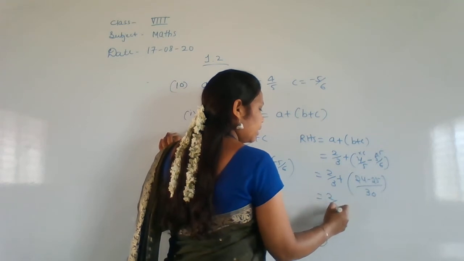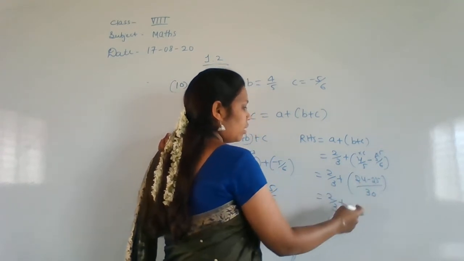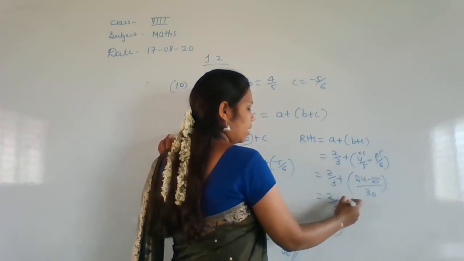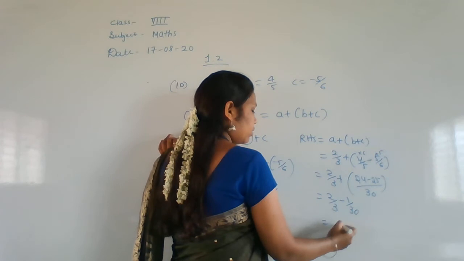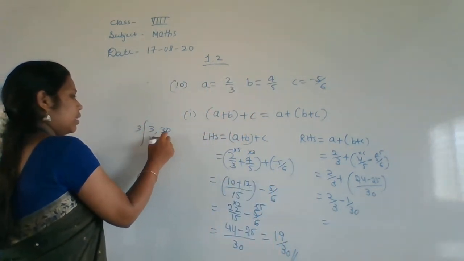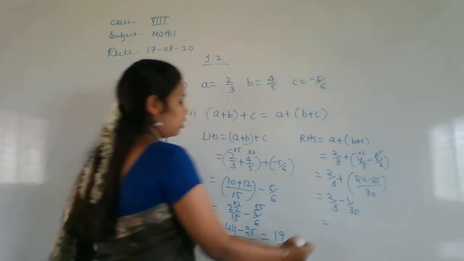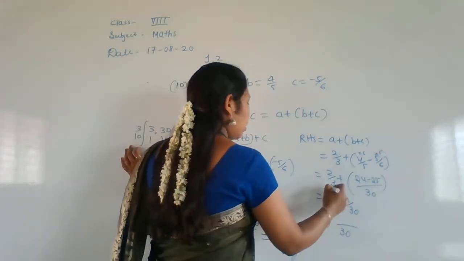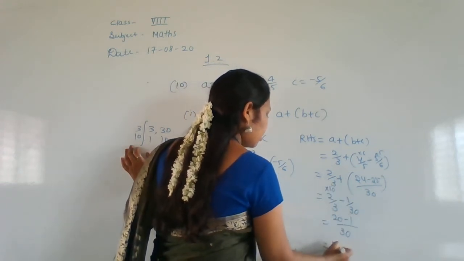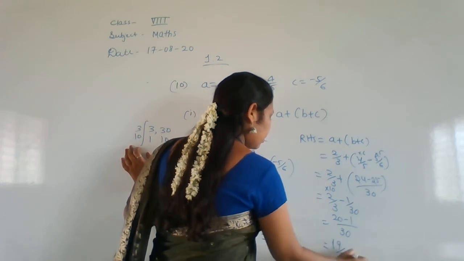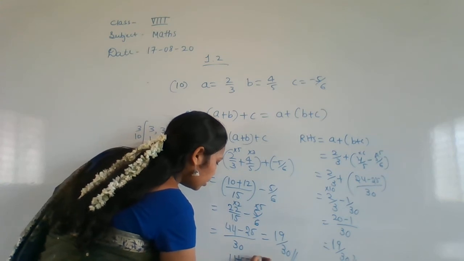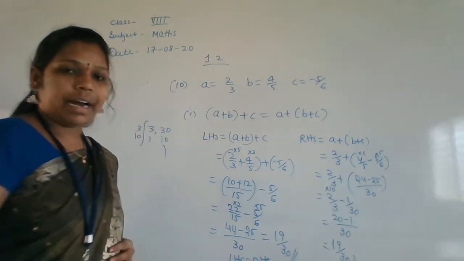Okay. So 2 by 3 plus, I'll write directly, minus 1 by 30. And what is the LCM here? The LCM is 30. 3 10s are 30, 10 2s are 20, minus 1, that is 19 by 30. So here we got the LHS equal to RHS. Then write verified. Okay.